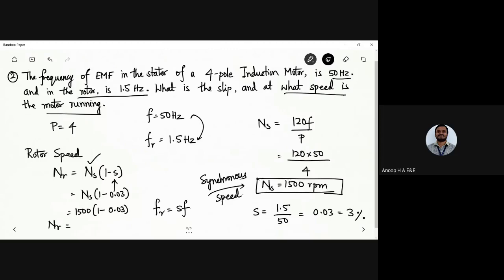I have 1500. Let me calculate 1 minus 0.03, which is 0.97. So 0.97 into 1500 is 1455 RPM. So the rotor speed, NR, is 1455 RPM.